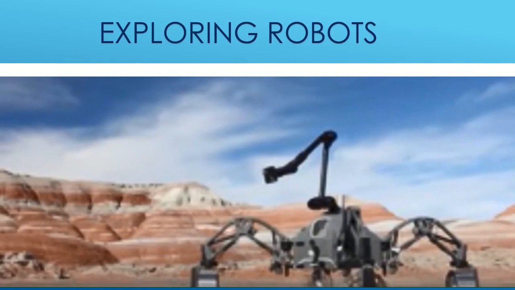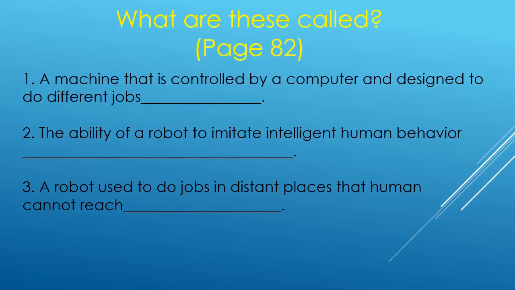Now we will perform the activity that has been given to us on page number 82. What are these called? First is a machine that is controlled by a computer and designed to do different jobs. Robot. You will write robot in the space provided to you in the book. Next is the ability of a robot to imitate intelligent human behavior. Artificial intelligence. You will write the spelling of artificial intelligence in the space that has been provided to you.